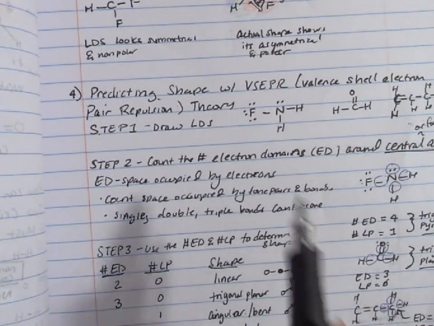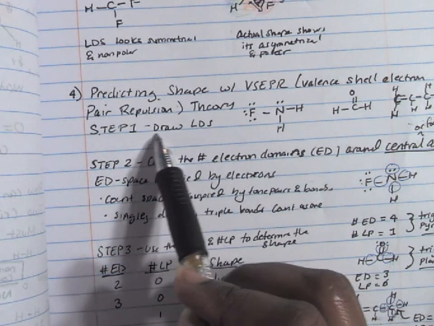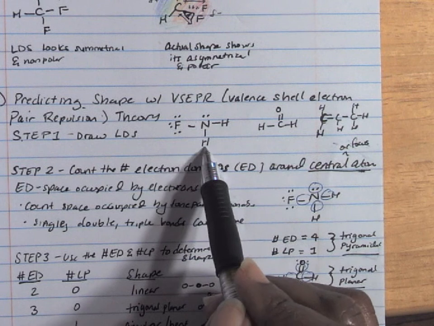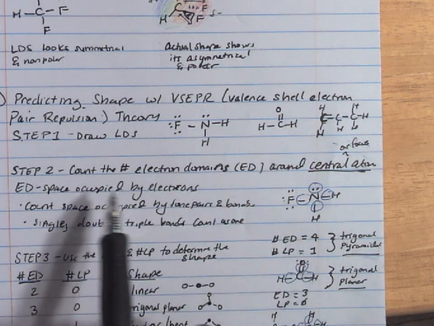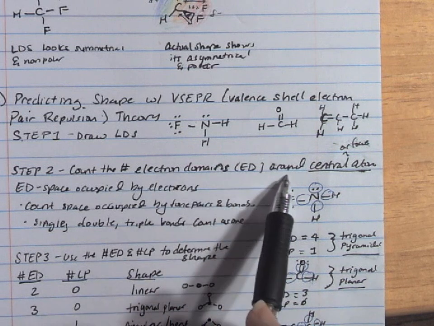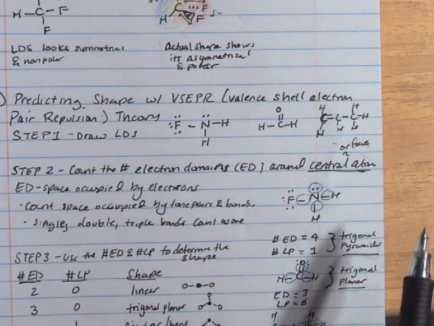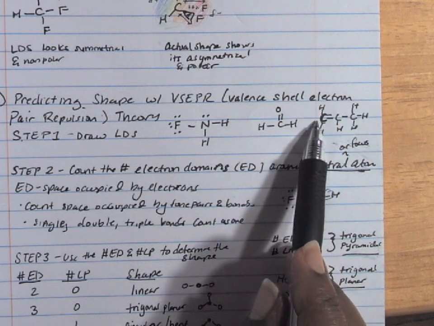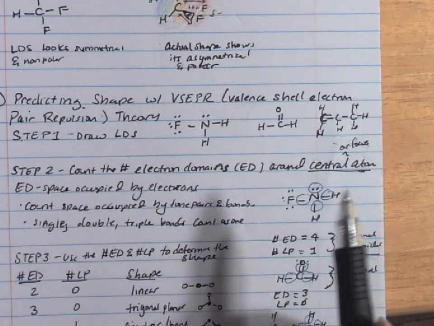Okay, so how can we predict the shape using VSEPR? Well, first thing is we want to draw the Lewis dot structures. Okay, and here we have our Lewis dot structures for the molecules you saw in the previous notes. And now the second step is to count the number of electron domains around a central atom or a focus atom. So in some cases, like in a molecule like this, there's no central atom. So you have to pick an atom that you want to focus on and count the electron domains around it. And that will give you a local geometry.